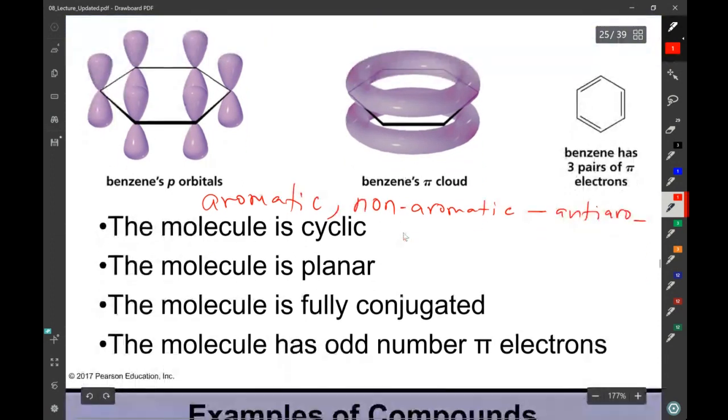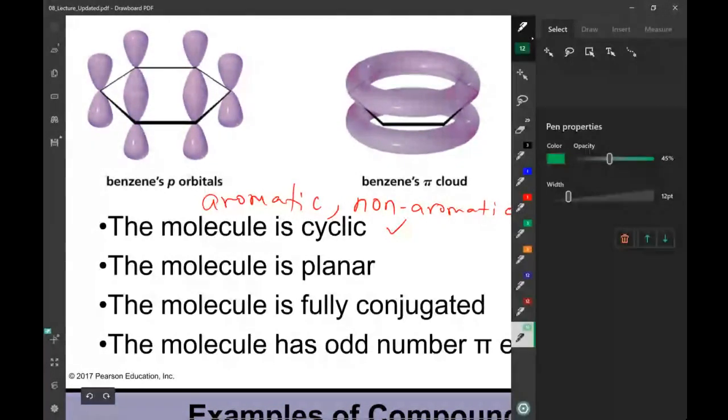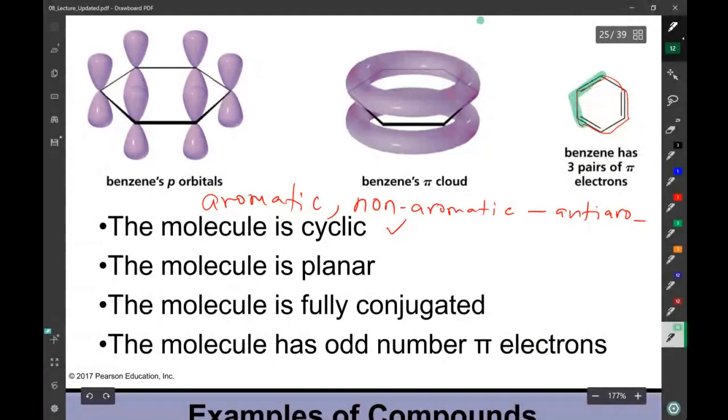So in order to determine if a molecule is aromatic, the first criterion is that the molecule must be cyclic. Over here, when I look at benzene, I see the molecule is cyclic. So that's the first criterion, a cyclic molecule. Secondly, the molecule must be planar.